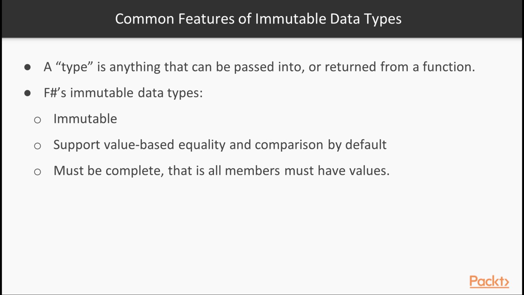That means that whenever F# needs to decide whether two immutable data type instances are equal, or if one is greater or less than another, F# compares the values they hold, instead of checking if they have the same location in memory. A third important point is that immutable types must always be complete. When you create an instance of one of these types, you must always provide a value for each of its members. And whenever an instance of that type appears, you will know that it won't be missing any of its members. Let's see all this in action.